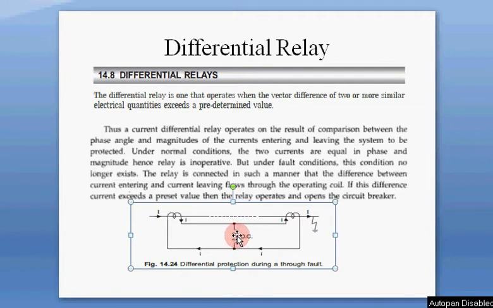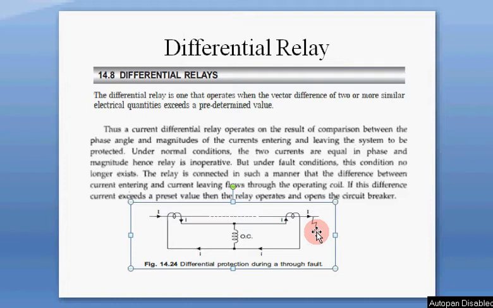And what is our need? Our need is that the current through this operating coil should be zero whenever there is a fault outside the protective zone. In between these two CTs, the zone is known as the protective zone. If the fault occurs outside this protecting zone, that fault is known as a through fault condition.